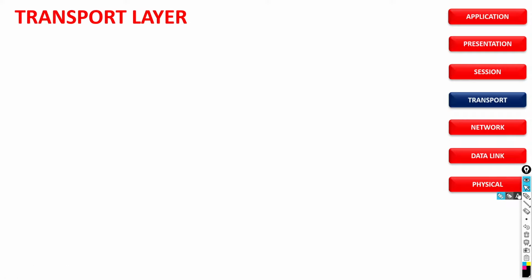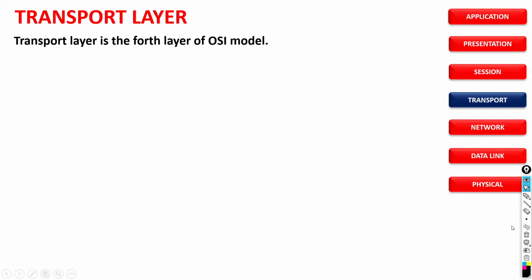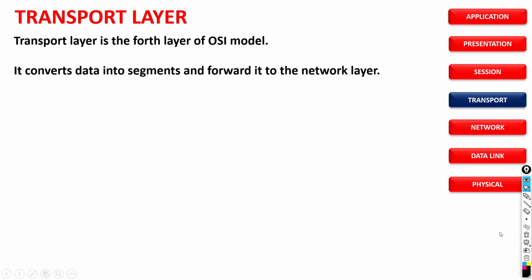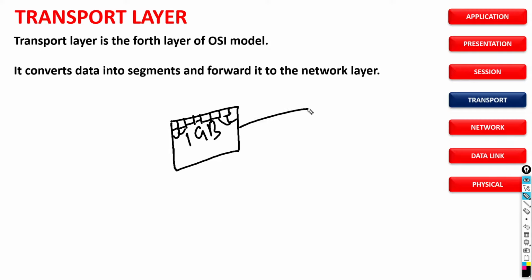Now let's talk about the transport layer. Transport layer is the fourth layer of the OSI model. It converts the data into segments and forwards it to the network layer. Now what is a segment? For example, I am sending one data whose size is 2 MB, or for example 1 GB. This is a very big file. In a network, you cannot directly send that 1 GB file. This 1 GB file gets converted into very small blocks, such as 1 MB, 2 MB, 5 MB, something like that, and it is sent to the destination, right?